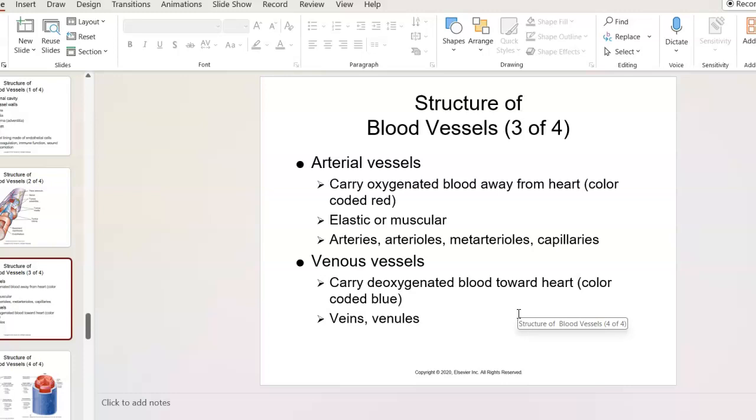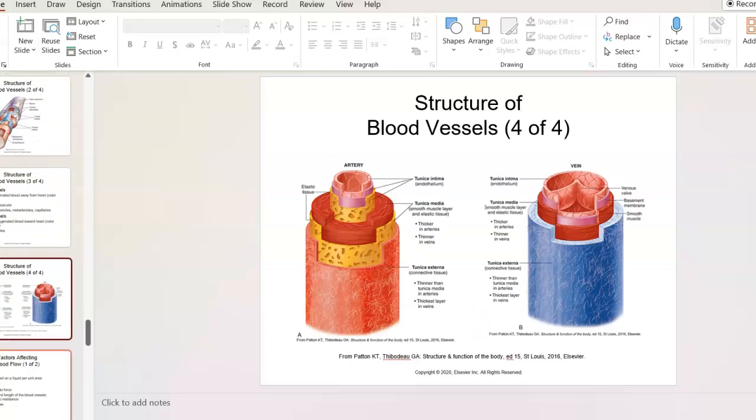It is not blue in a human. It is slightly less red, just so you know. However, in the pictures, they show it as blue, just so you know. And we know those as veins and venules.